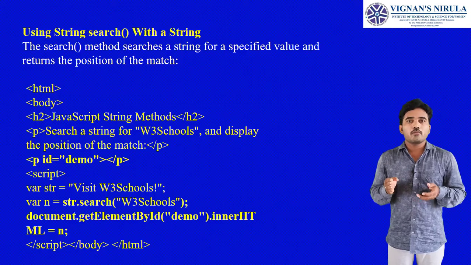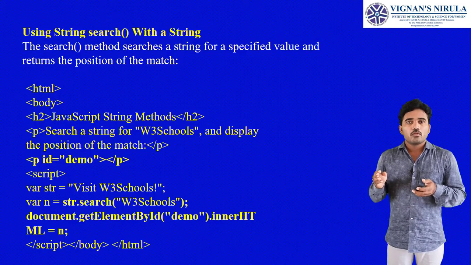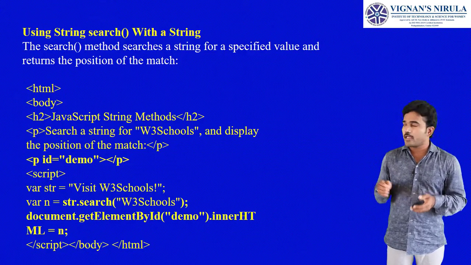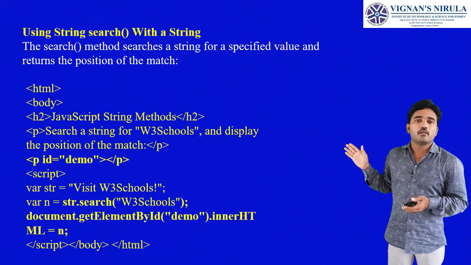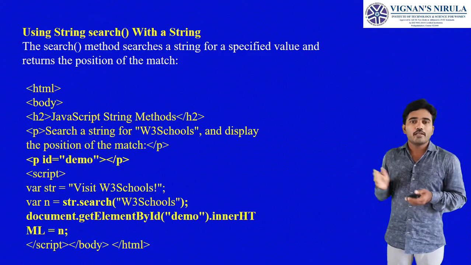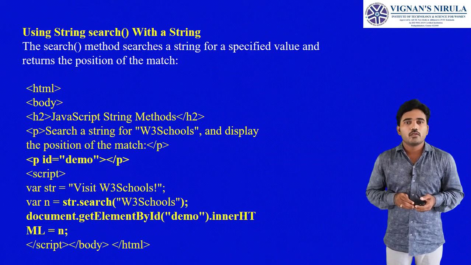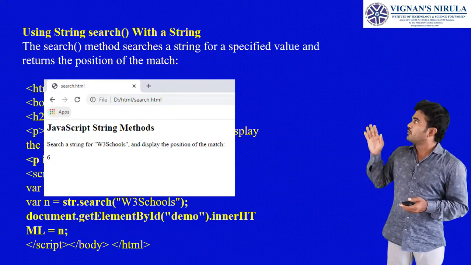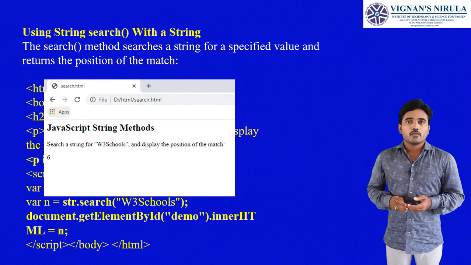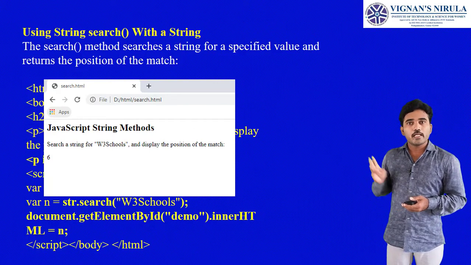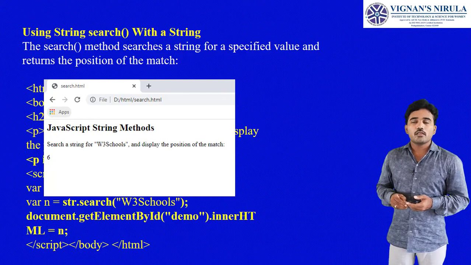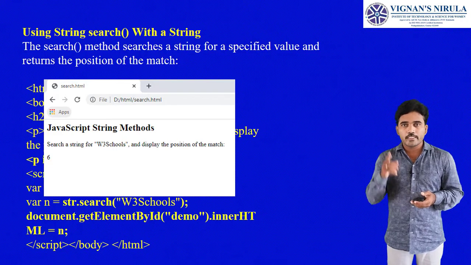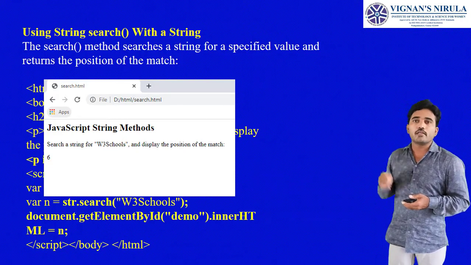Understood? Thereafter I return the value of n based on the ID. I have written document.getElementById, and the ID that I have used is demo, dot innerHTML equals n. Then close the script, close the body, and close the HTML. Coming to the output, you will get the output in this manner. Here 3 lines of output are displayed. Whatever position you searched for the string W3 schools, position 6 is returned here.